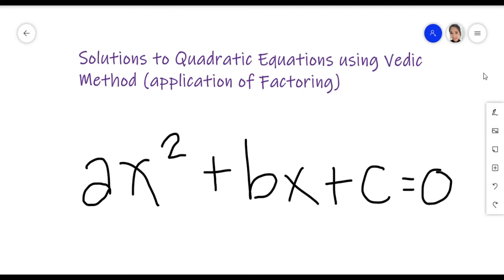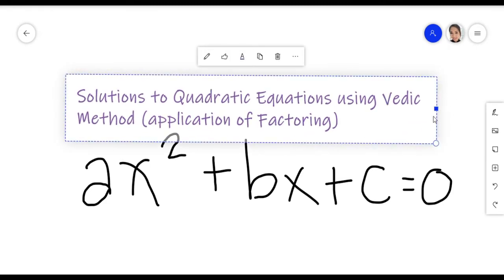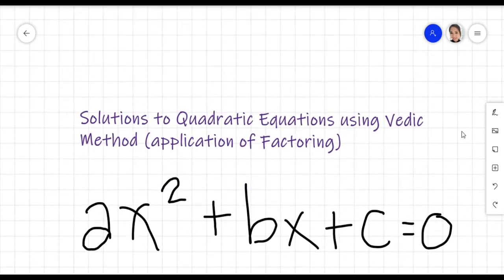So, for today's lesson, we will be learning about solutions to quadratic equations using the Vedic method. This method is an application of factoring. However, before we proceed to that lesson, let's first have a review of our lesson last time.